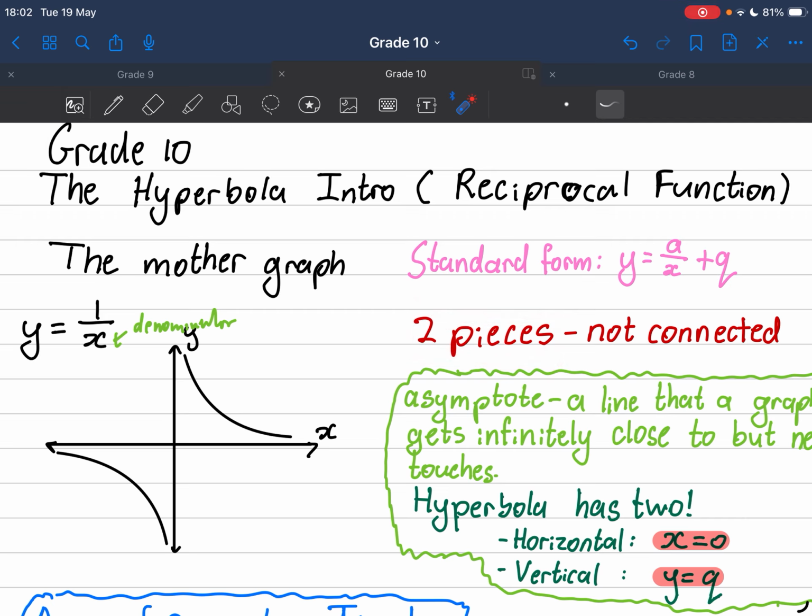this graph has two pieces that are not connected. So a hyperbola always exists as two pieces. Here's one piece over here and one piece over here. They always exist separately from each other, in opposite directions. So if one is here, the other is there. It always exists as two parts, but it's on the same graph. If you have a point here and a point here, it counts as being on the same graph because they're both on the hyperbola.